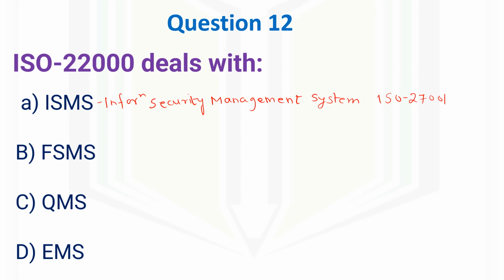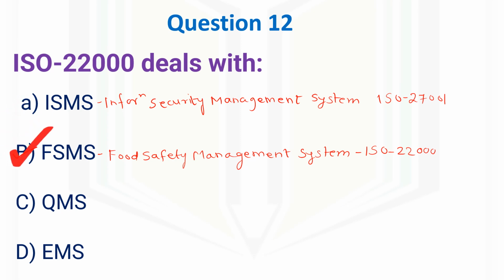The second option, which is FSMS, this is Food Safety Management System, and this is our correct option because this is given by ISO 22000. So the food safety management system is a systematic approach to control the food safety hazards within the food business, and it is a global standard, and the ISO is a non-governmental body which was established in 1947, and it has got various standards for the quality assurance.